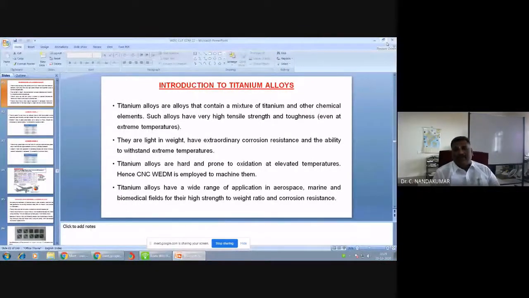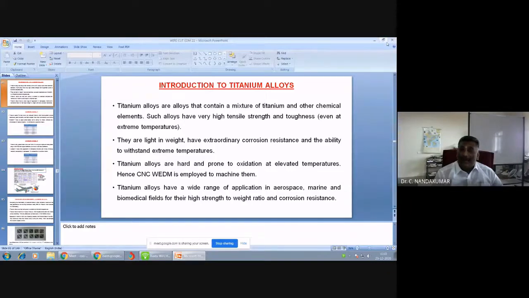Titanium alloys contain a mixture of titanium and other chemical elements. Such alloys have very high tensile strength and toughness. They are light in weight, have extraordinary corrosion resistance, and the ability to withstand extreme temperature. So today most researchers are entering into titanium alloys. And titanium alloys are hard and prone to oxidation at elevated temperature. Hence, CNC wire EDM is employed to machine them.